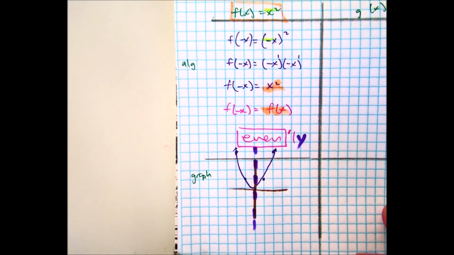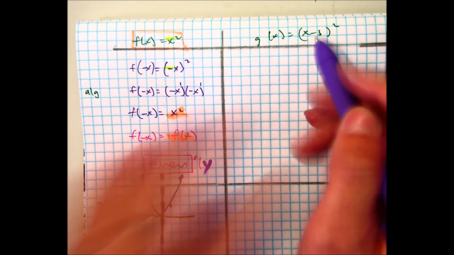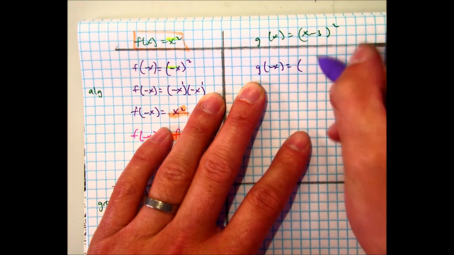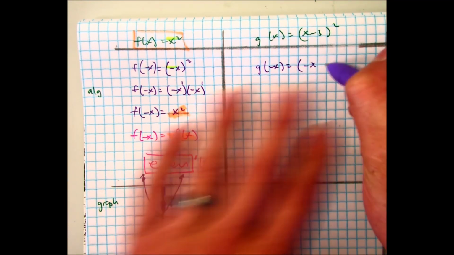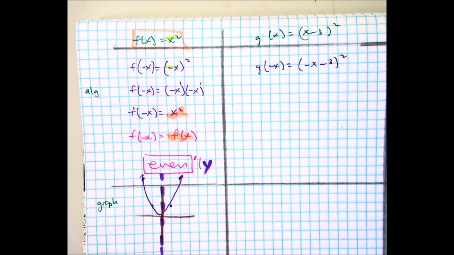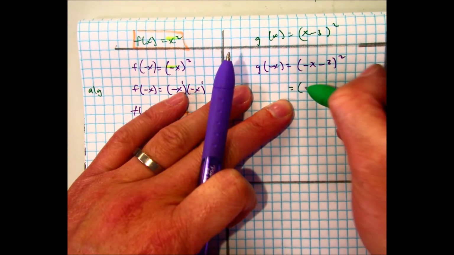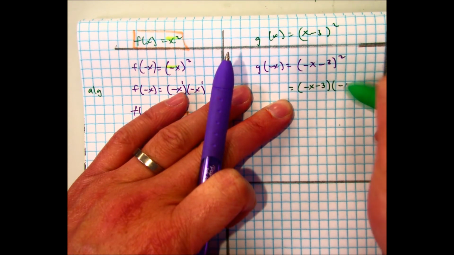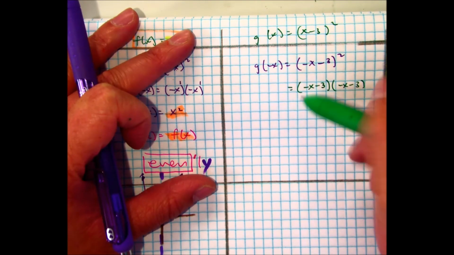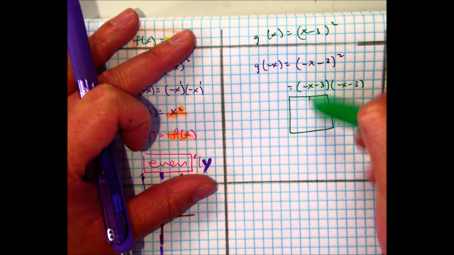Let's do g of x. g of x equals x minus 3 squared, so I'm going to do the same thing. Every x, I'm going to put in... that's not going to be fun. Negative x minus 3 times negative x minus 3. And then there, because I have two of those expressions, I have to use FOIL or the box.